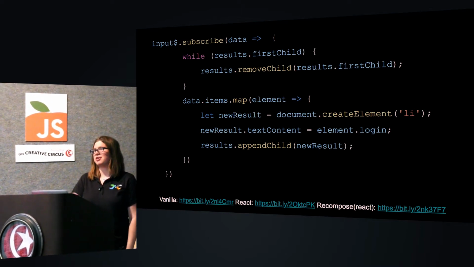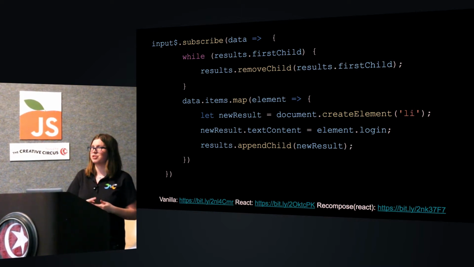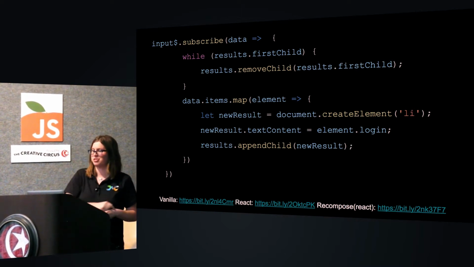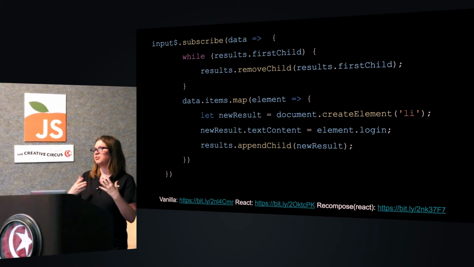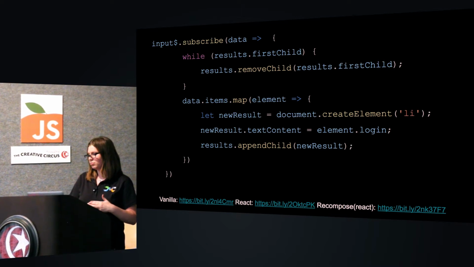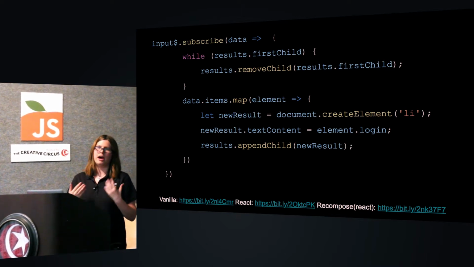I originally had innerHTML equals an empty string, but I knew that a lot of people from Visual Class were going to be here, and that is bad practice. So I did the while loop to remove all of the previous results from our UL. And then I map every single result to an LI that I create.